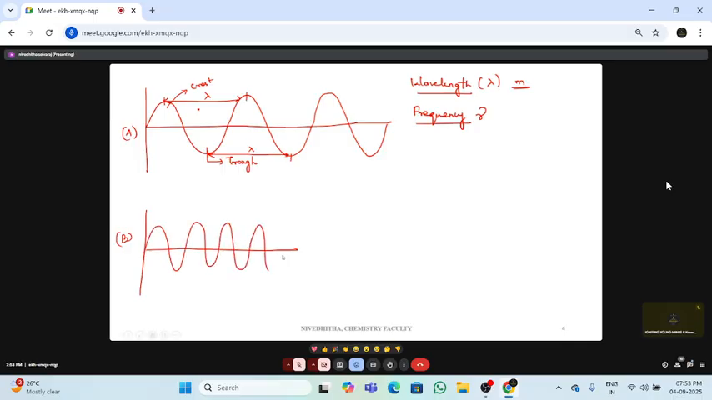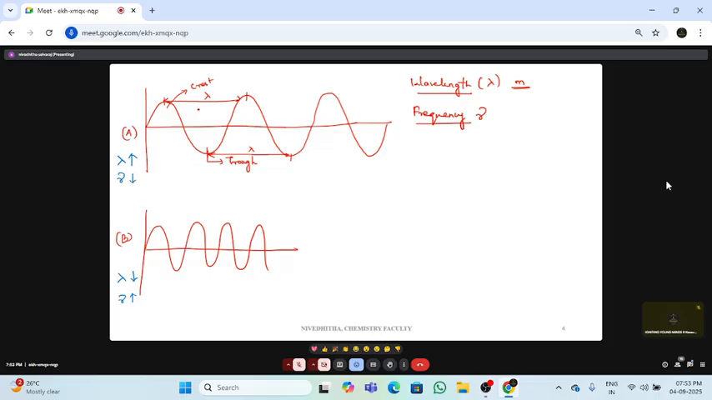Could you please tell me which wave has the highest wavelength and which wave has the lowest wavelength? Graph A has the highest wavelength. Graph B has the lowest wavelength. That's it. Which has the highest frequency? The quite opposite, ma'am. Yes. So the second wave has the highest frequency and this wave has the lowest frequency.